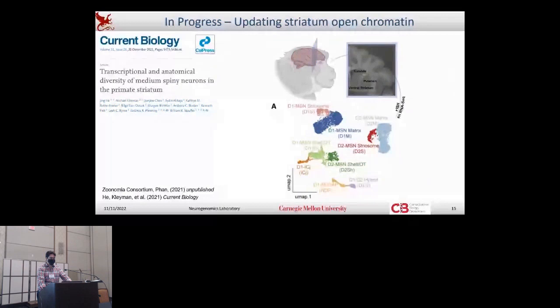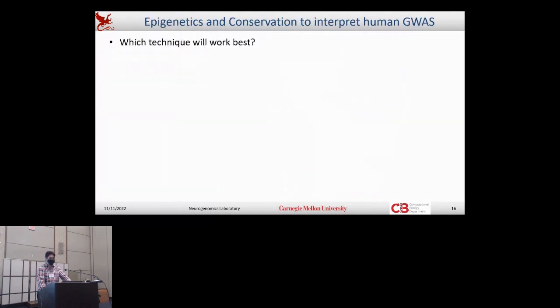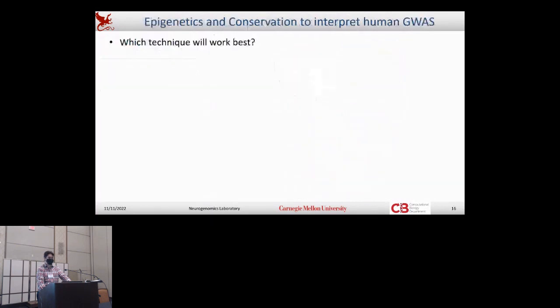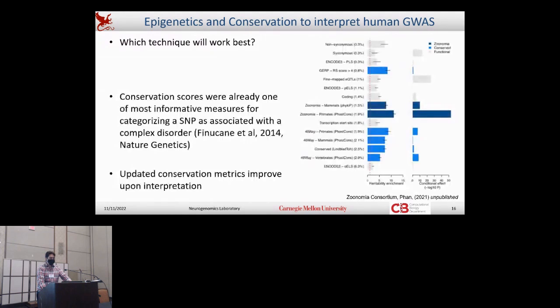And so we started off by basically building single cell profiles, even characterizing new cell types in the non-human primate striatum. And then we moved to creating epigenetic profiles with ATAC-seq of these individual populations. And so then we thought, okay, let's use the epigenetic annotations, ATAC-seq, single nucleus ATAC-seq, and conservation to try and interpret human GWAS.